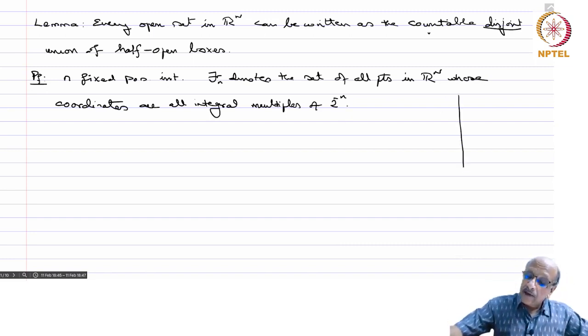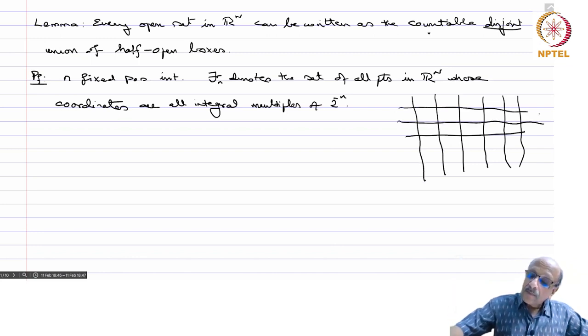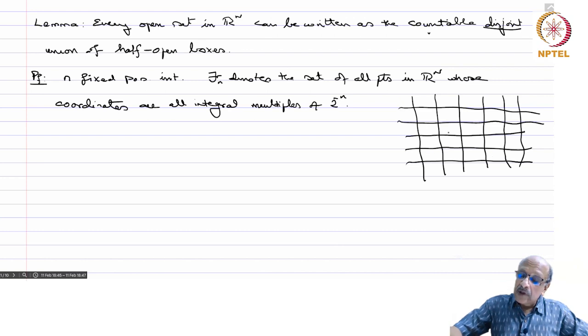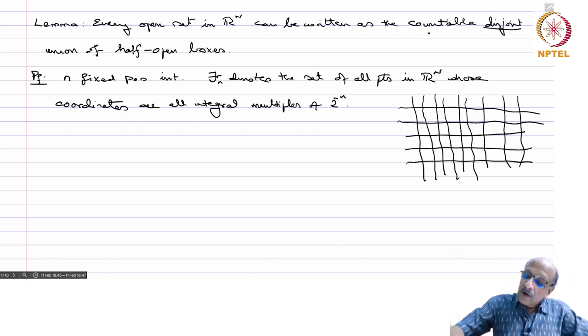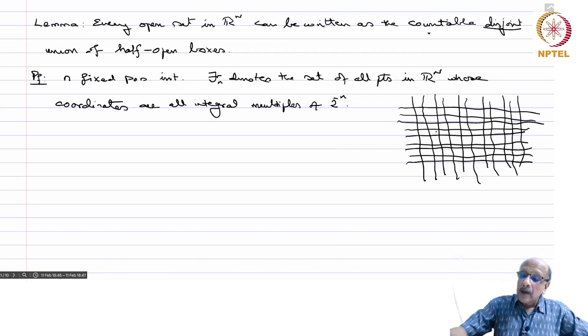Okay, so you take R^n, let's take R^2 for instance. So you take half, 1, 1.5 like that, and then here also. So draw lines at every half unit. So these points of intersection here, they are the F_1. Now if you want F_2, you have to further subdivide each of these into 2, and so on. So you have 1 by quarter as the length of each box.